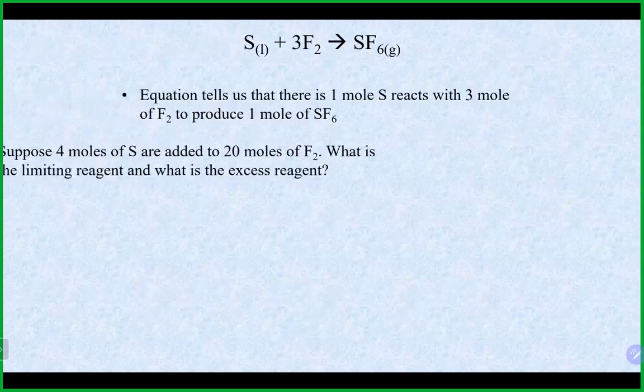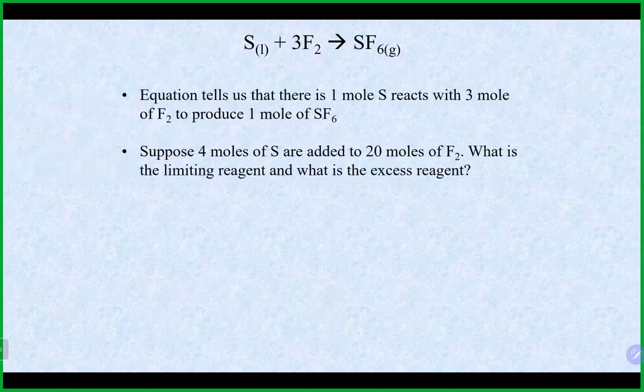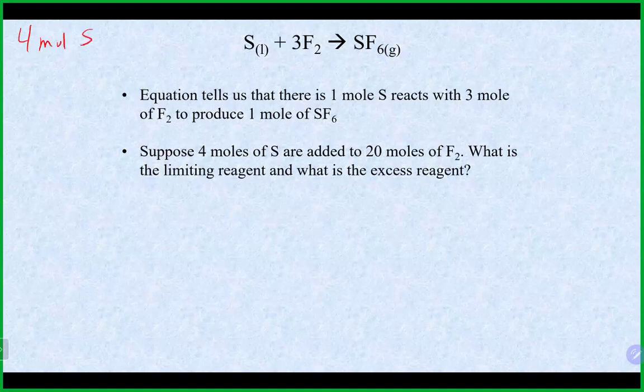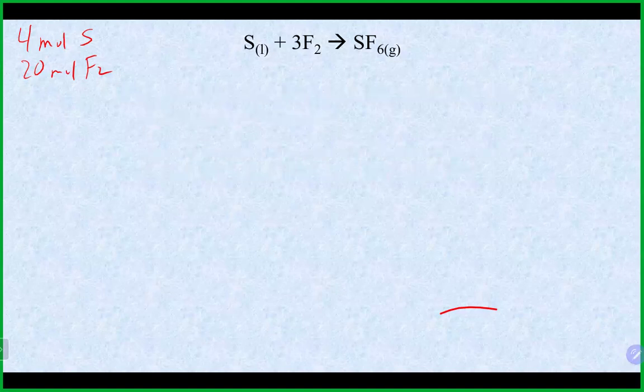Now, let's take a look at this example here, and let's take a look at this reaction. Let's just say, for example, and I'll write a little bit higher in here so it's easier to see, 4 moles of S and 20 moles of F2. So let's say we have this reaction here, and we're going to start with this amount of each of those reactants, right? These are our reactants here.